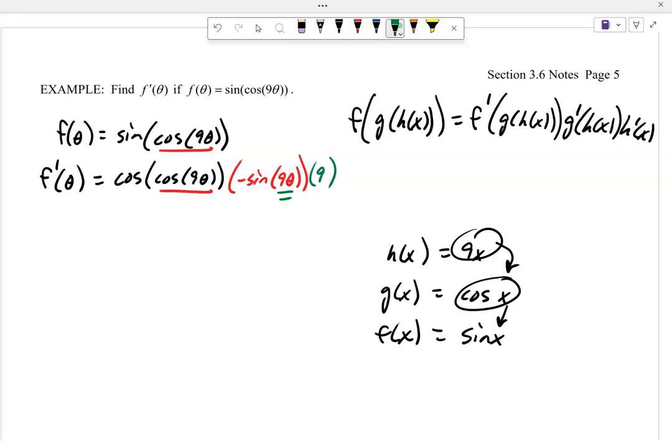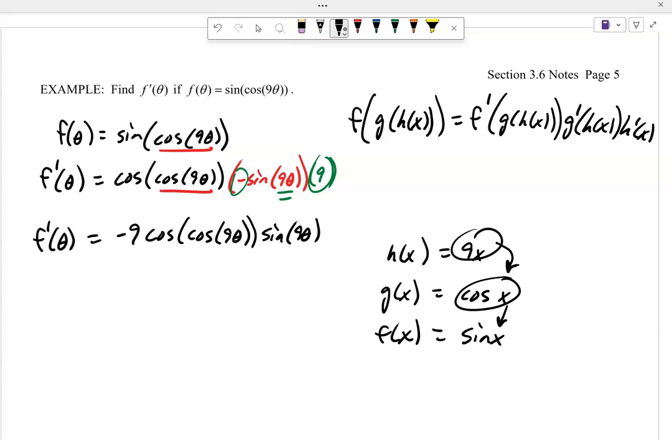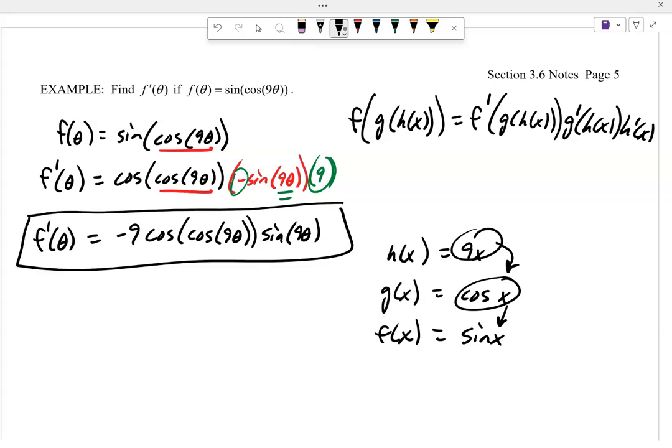And then we just clean it all up. I've got a negative and a 9. I'm going to go ahead and put that out front. So it'll be negative 9 cosine of the cosine of 9 theta times sine of 9 theta. And I'm all done. So chain rule applied more than one time because I got a composite of a composite.